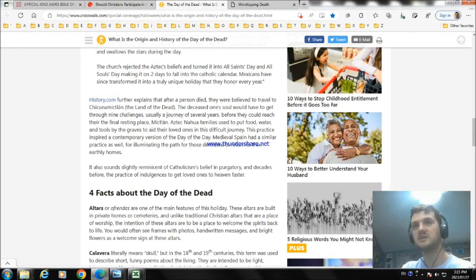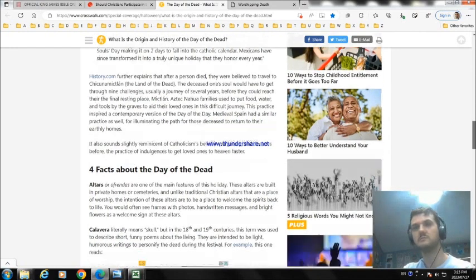This practice continues in the Day of the Dead, and medieval Spain had a similar practice as well, illuminating the path for the deceased to return to their earthly homes. It is a remnant of Catholicism's belief in purgatory and the practice of indulgences to help loved ones get to heaven faster.